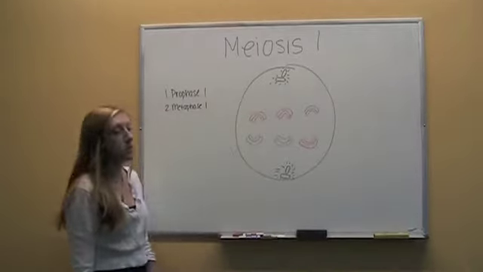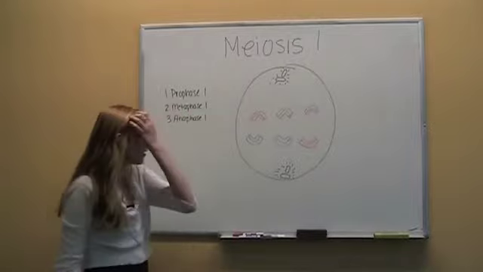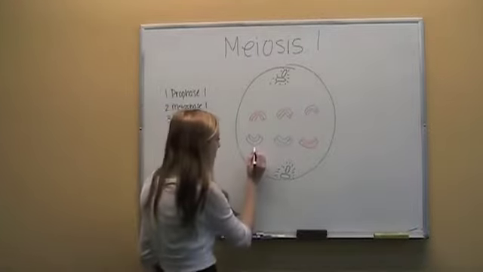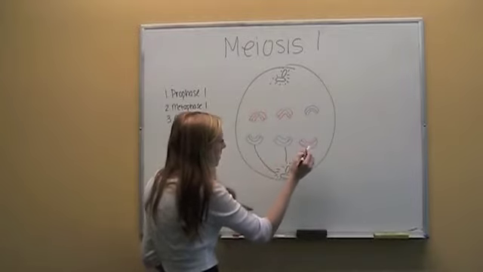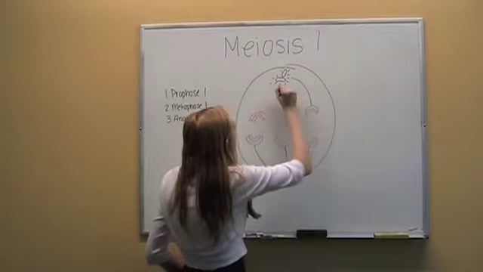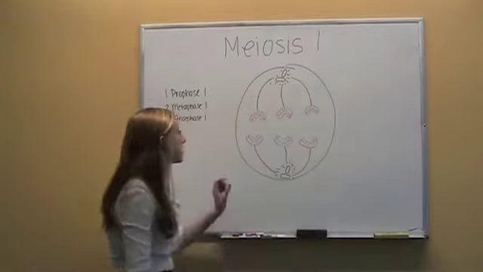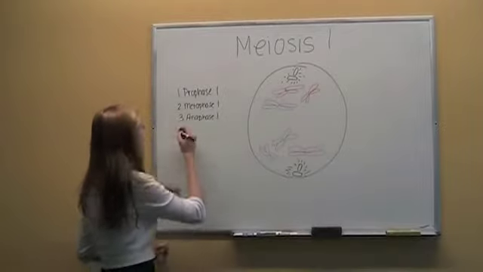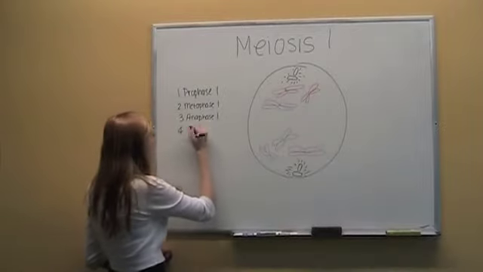Alright, the third step in meiosis 1 is anaphase 1. In this step, homologous chromosomes separate and begin to move towards opposite poles by the spindle apparatus. The spindles are connected to the centromeres of the chromosomes, and because the centromeres keep sister chromatids together, they both move towards the same pole.